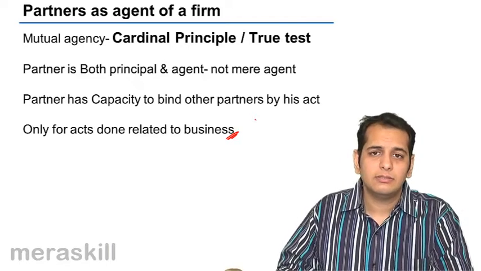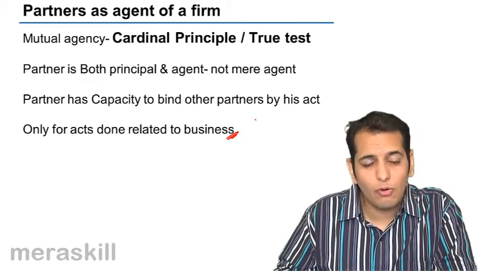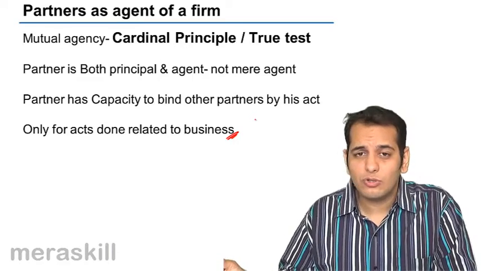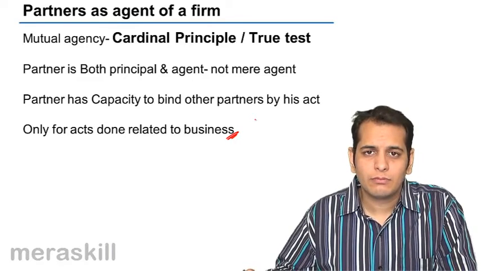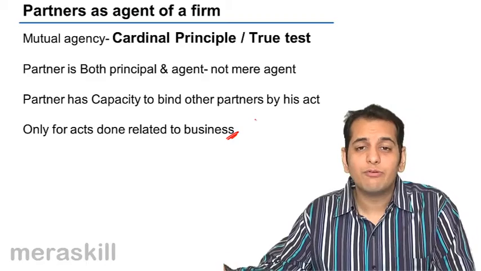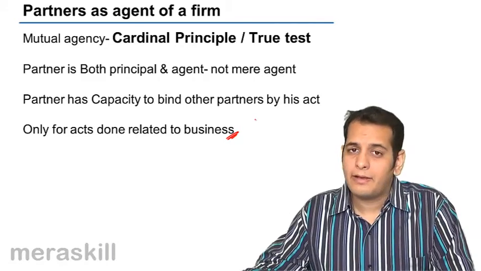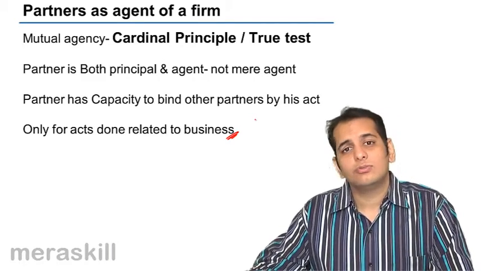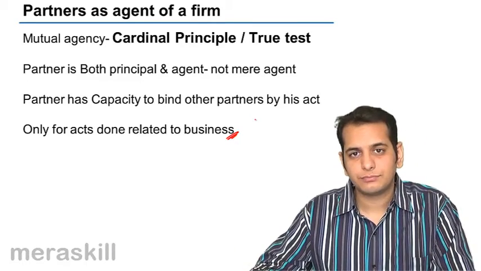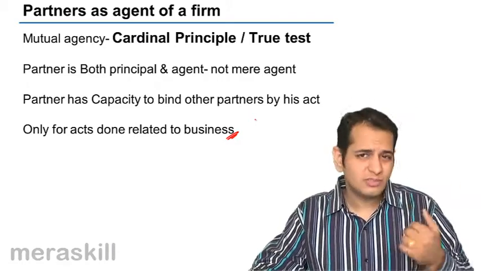If one partner marries his daughter off, now it is his personal life. The other partners do not get bound by this act. Tomorrow, if there's a divorce between his daughter and his son-in-law, and there are litigations, the other partners do not get bound by such litigations. I mean, you don't marry your daughter because of your business. It is not a part of your business, it's your personal life.